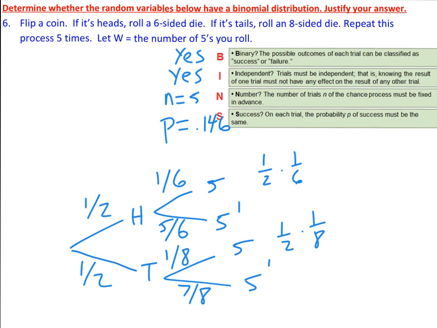Okay? So that one's a lot harder to see, but if you dig deep, yeah, you have a fixed probability of success. For every single trial, you have about a 14.6% chance from the beginning of the trial that you're going to get a 5. Now, after you flip the coin, those odds change. They go from 1 out of 6 to 1 out of 8. But if we include the coin flip as a part of the trial, then we could say from the beginning of each individual trial, it's about 0.146.